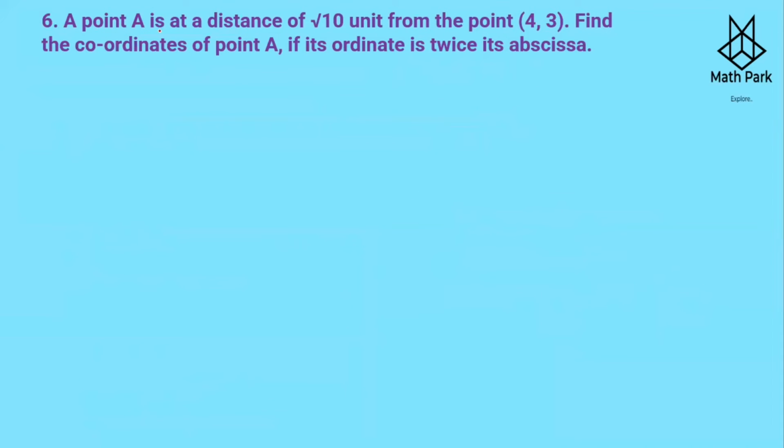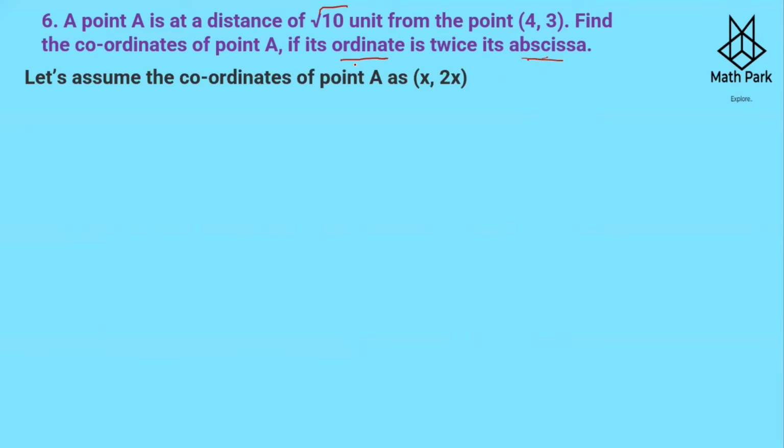Next question: a point A is at a distance of root 10 units from the point (4, 3). Find the coordinates of point A if its ordinate is twice the abscissa. The y coordinate is called the ordinate and the x coordinate is called the abscissa. Okay, so let us take the abscissa as x and the ordinate as 2x because it is twice.